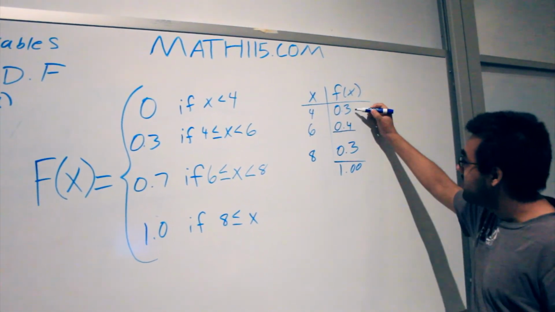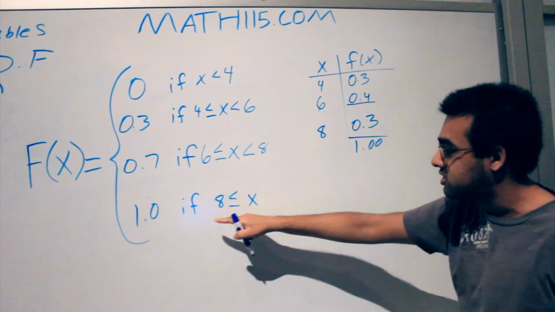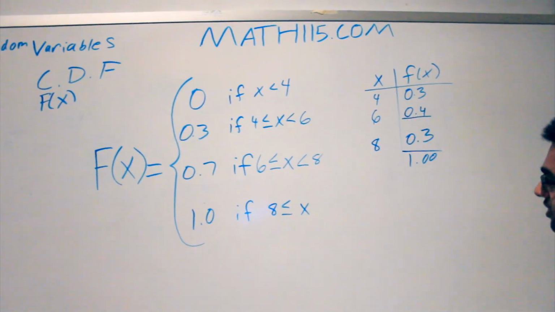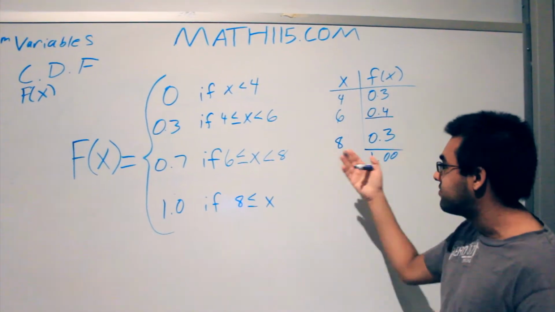So right here, if you add these two numbers together, you would get this 0.7, and if you added all three of these numbers together, you get this 1.0. So that's how you would figure out how to solve a PMF in reverse, going from a CDF to a PMF.